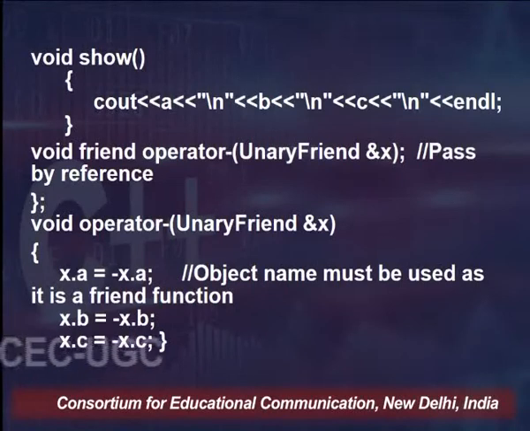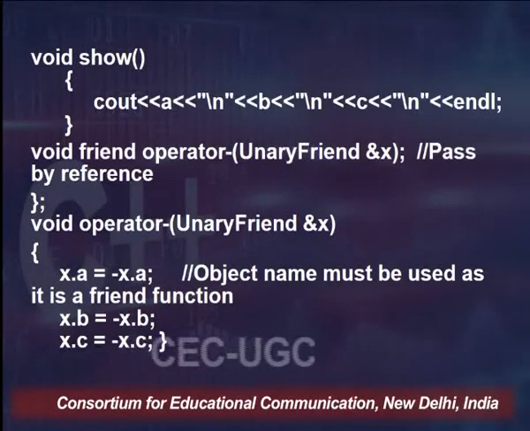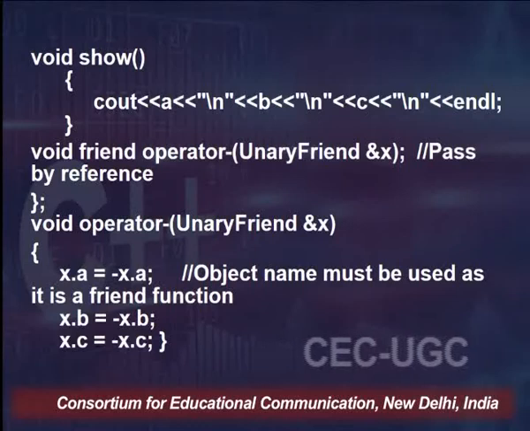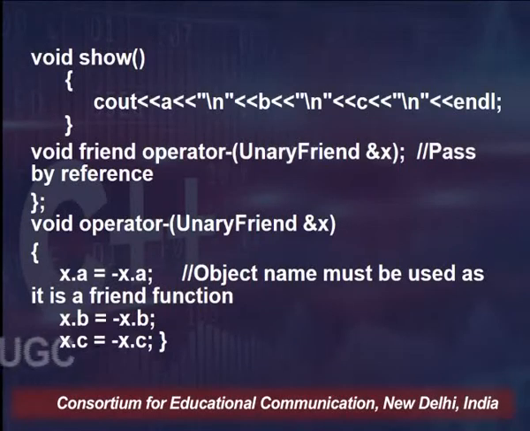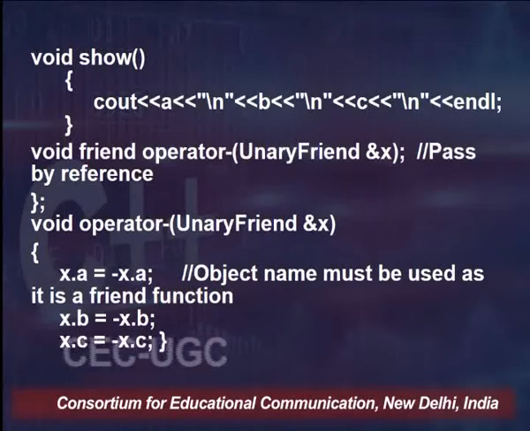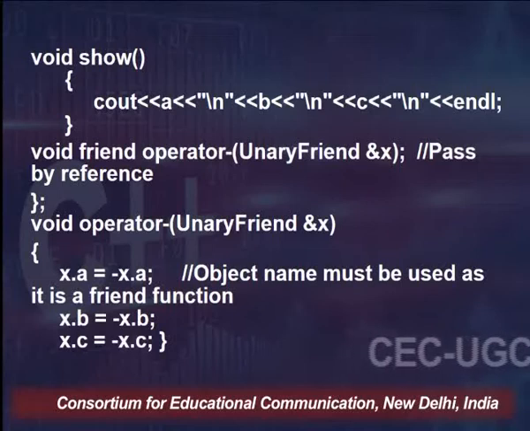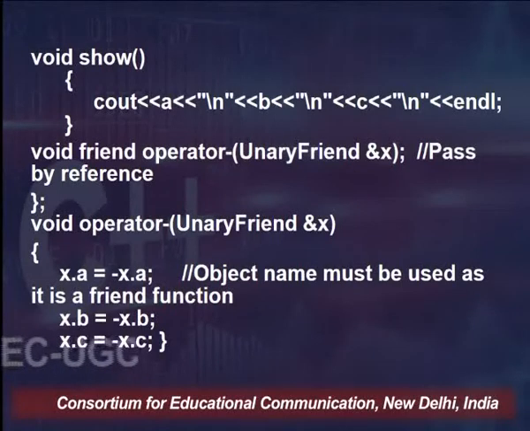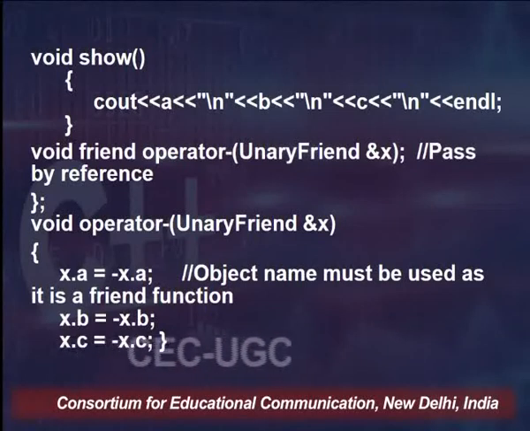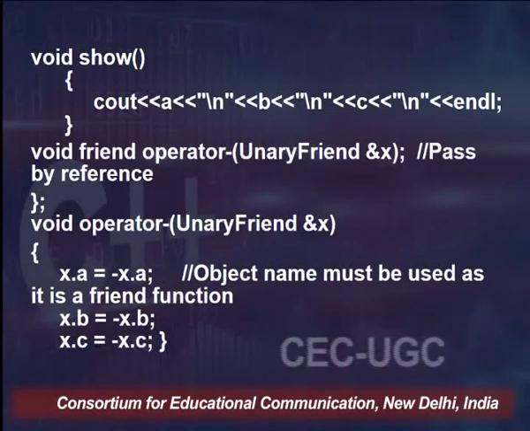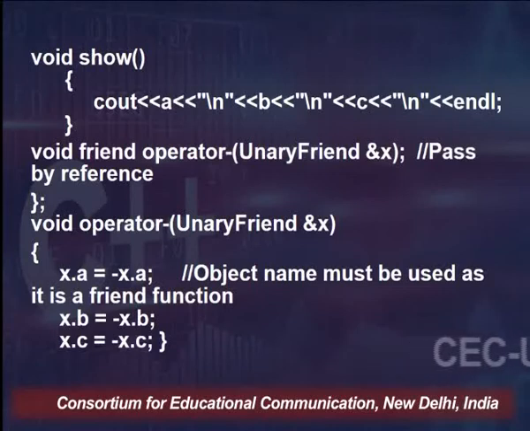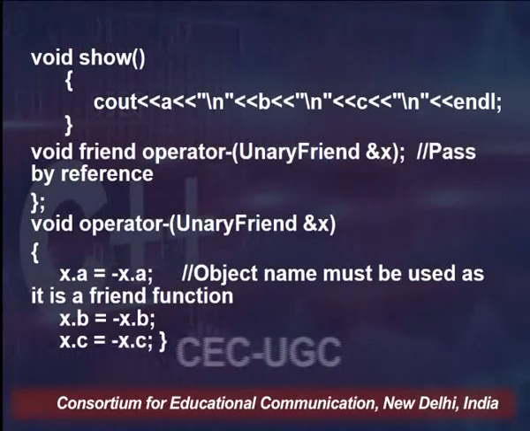But please remember, when we were talking about member functions, pass by reference was actually a choice. Here, pass by reference is a compulsion when we are talking about friend functions. So whenever we are talking about operator overloading using the friend function, your objects, or we can say your arguments, will be passed only by reference.